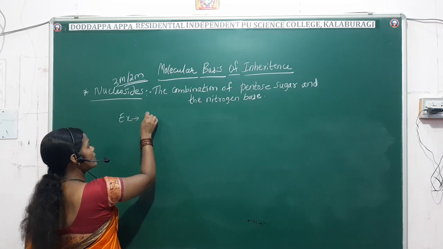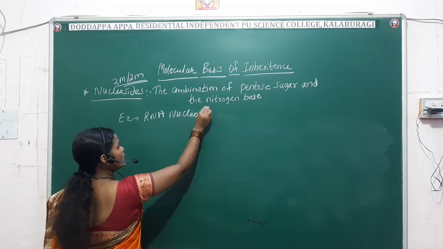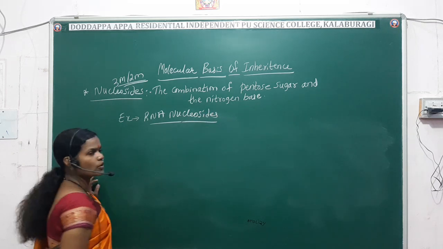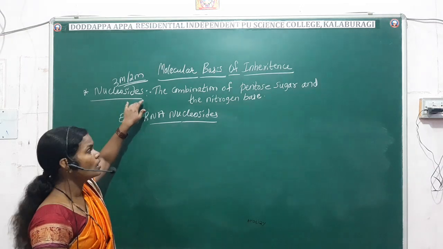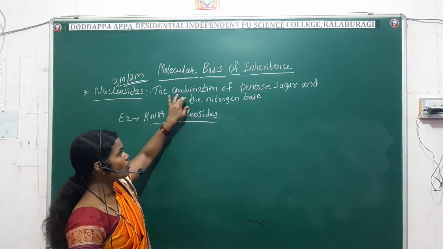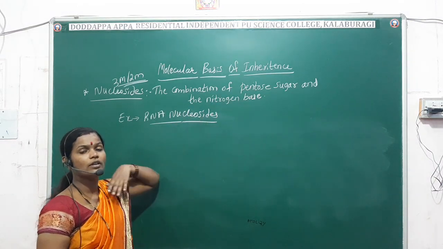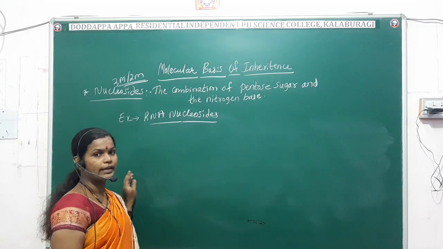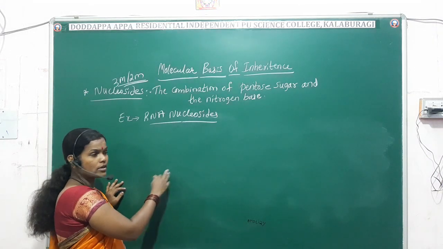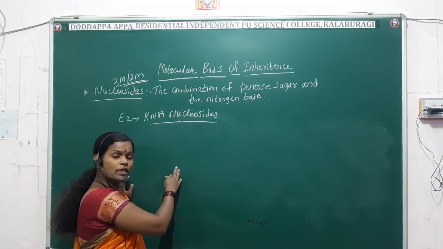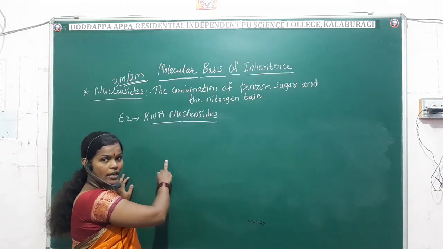So here we will see RNA nucleoside examples. The same definition applies to RNA also: the combination of pentose sugar and the nitrogen base, or the combination of the nitrogen base and the pentose sugar. That is the definition of the nucleoside. We have seen the DNA nucleosides, which I wrote previously. Now I am writing the RNA nucleosides.